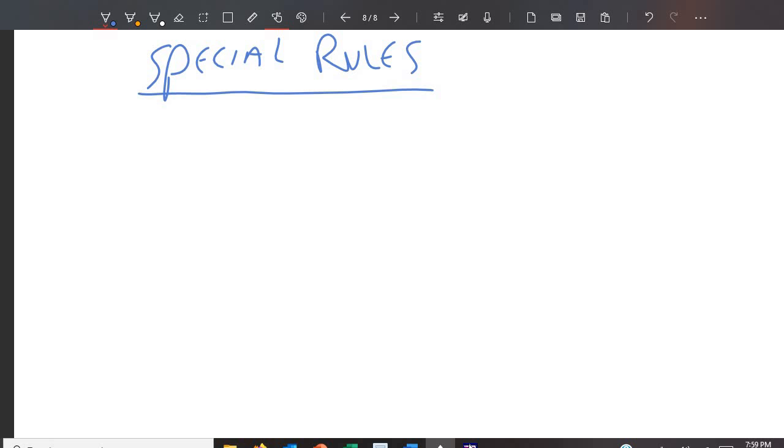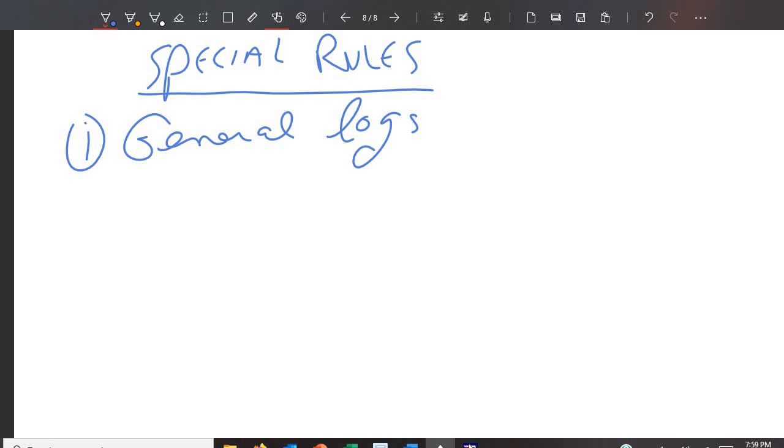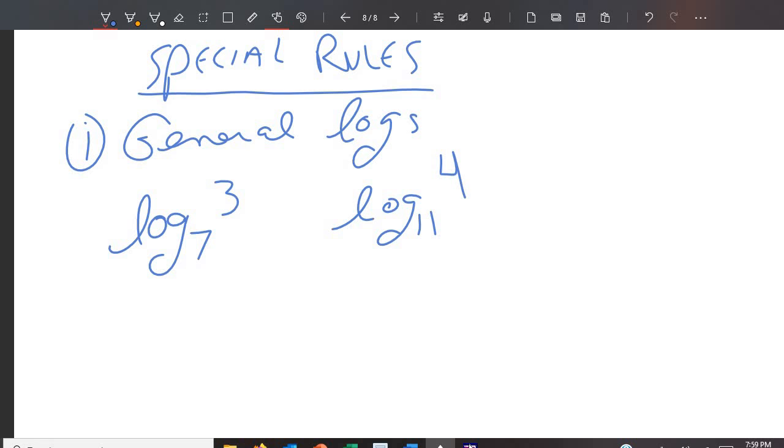Now, there are some special rules for logarithms. Special properties, special rules. There are 3 types of logarithms. The first one I'm going to talk about is called the general log. The general logs have different bases. As long as my base is positive and it's not 1, these are called general logarithms.